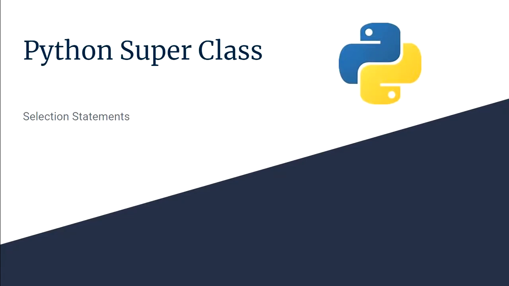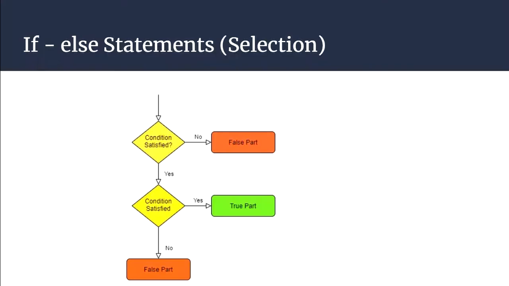Let me tell you how the selection statement paradigm works. Selection statement means we are selecting a set of statements to get executed based on some condition. For example, I may check if it is going to rain, then I'm going to go to play. Otherwise, I'm not going to go to the playground. That is the simplest example.